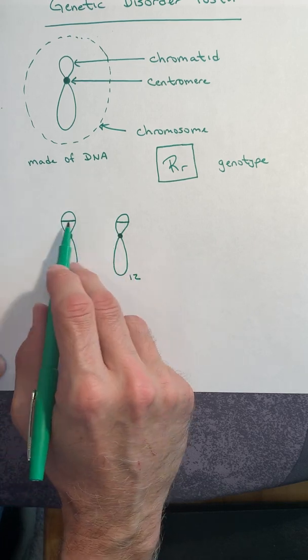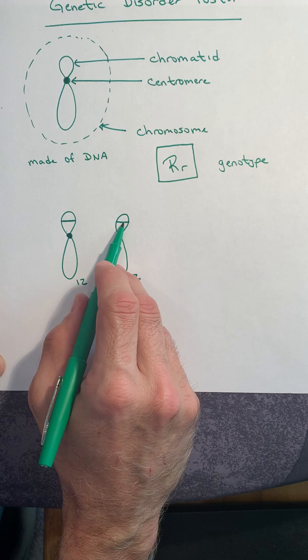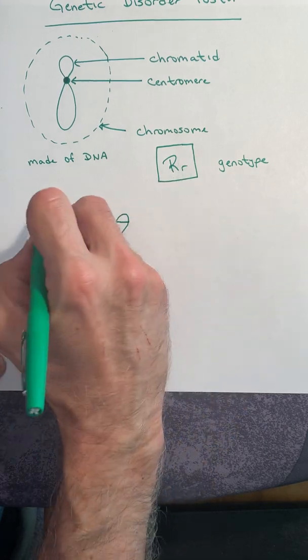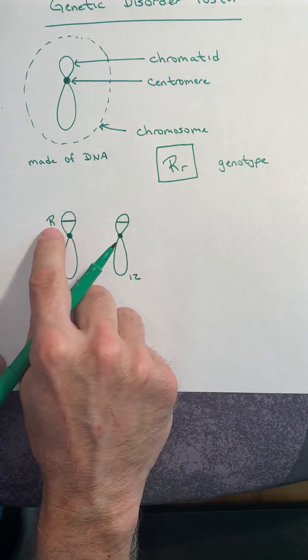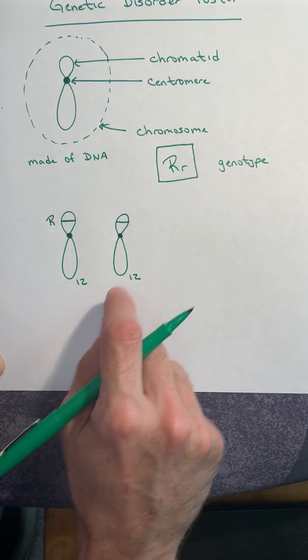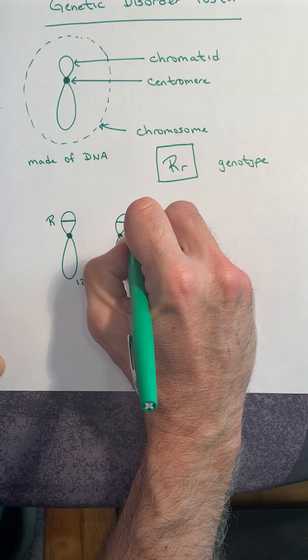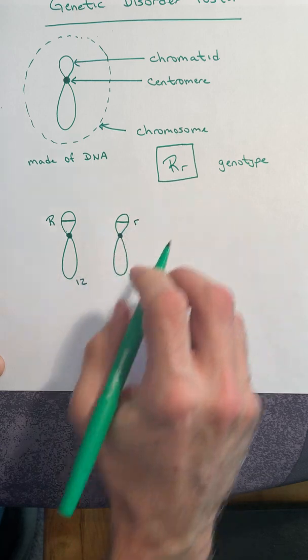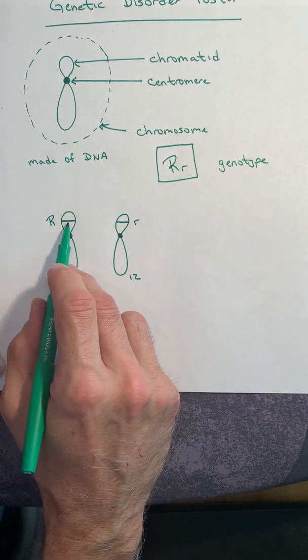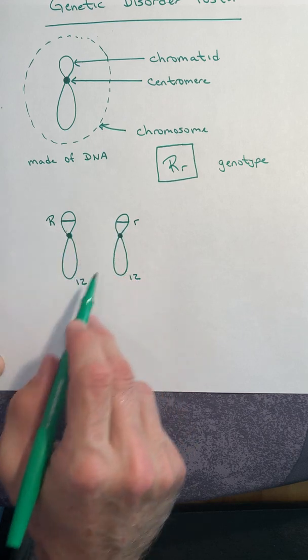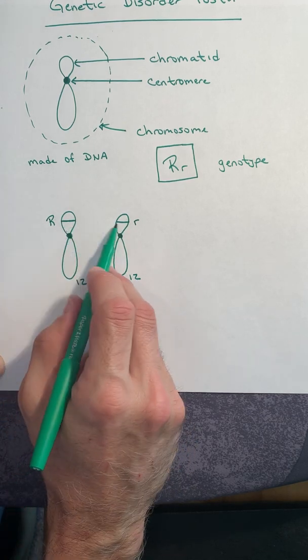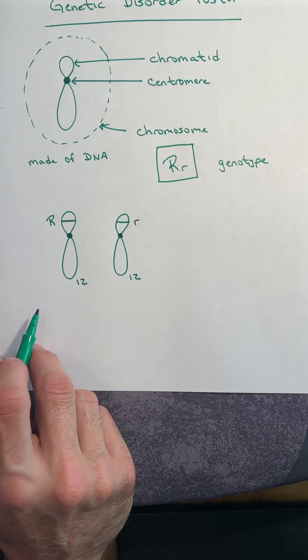So this is the locus for some characteristic. So from your, let's say, biological mother, you received a chromosome that has the dominant R on it. And then from your biological father, you received the chromosome that has your recessive r on it. Notice how they are located on the same position of each chromosome. However, the gene that they express is different.